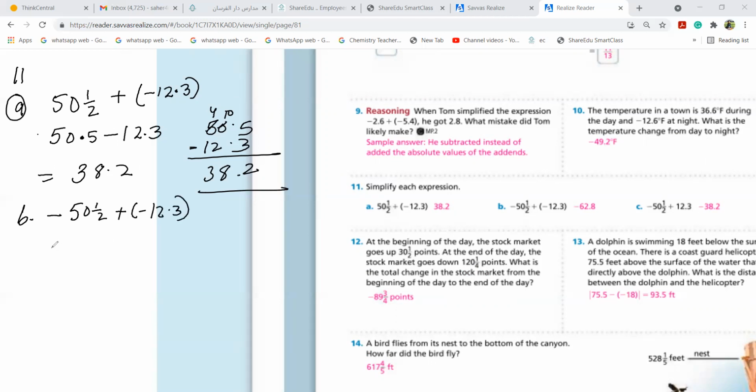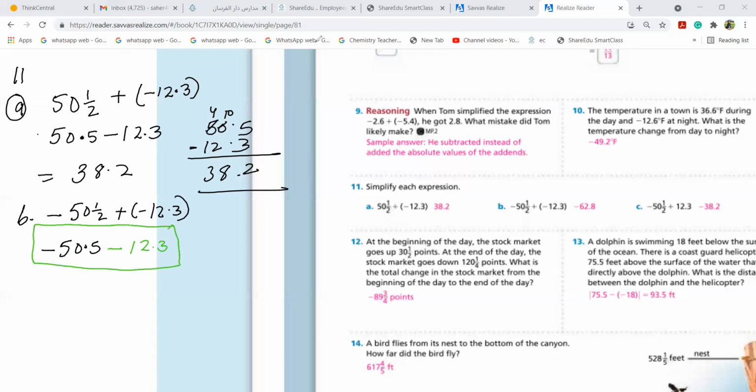Ghalia, solve this with me. Minus 50.5. What should I do with this? We plus it? Open the parentheses. That is the first thing. Minus. Yes, don't forget to open the parentheses, girls. Now tell me what to do here.